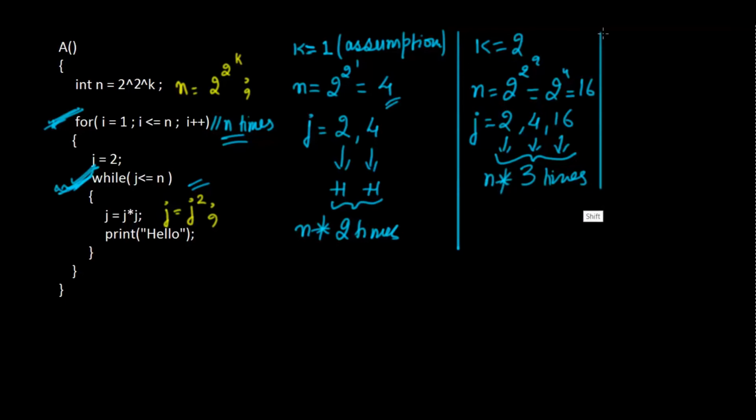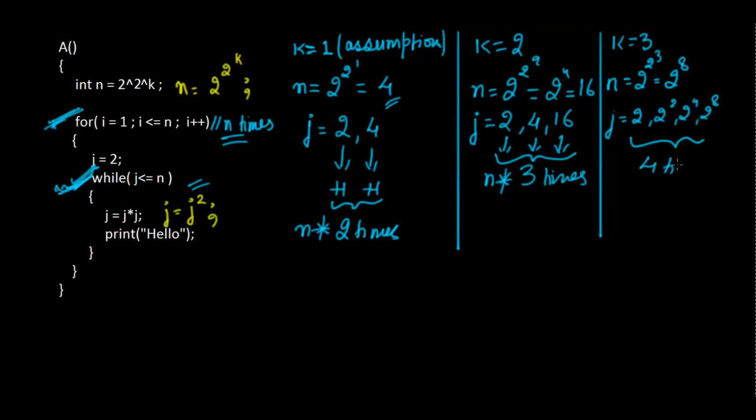Now let us take when my k becomes 3, my n will become 2 to the power 2 to the power 3, which is equal to 2 to the power 8, and my j value will go from 2, then it will become 2 squared, then it will become 2 to the power 4, and finally it will become 2 to the power 8. So the total number of times we printed hello is 4 times. Now the final moment when k value becomes k. This was our assumption that k value is 1, but in reality k value is equal to k.